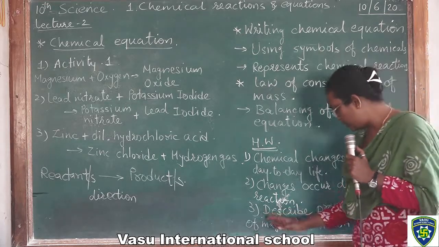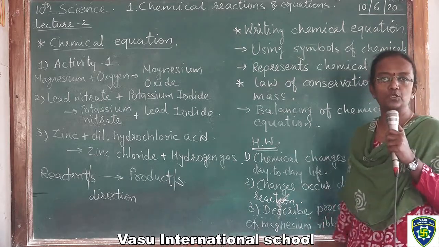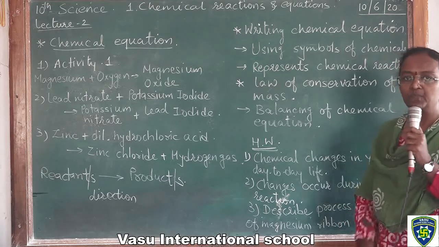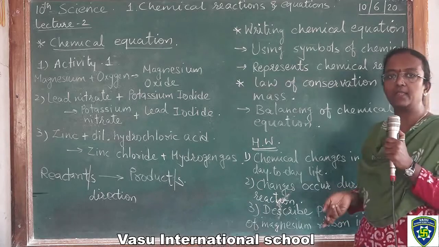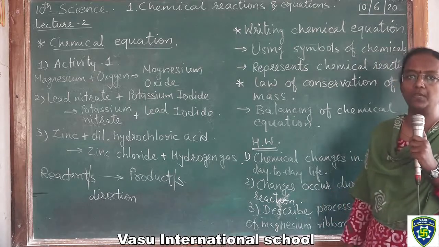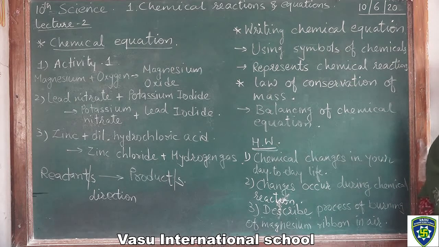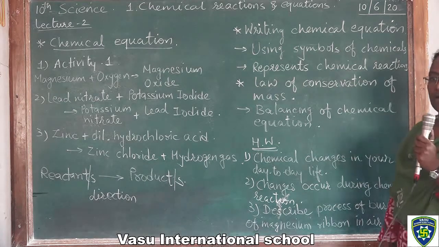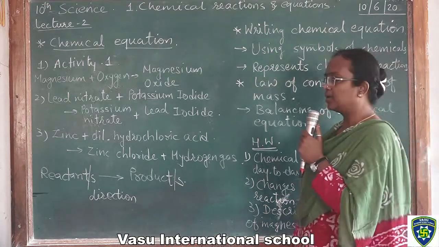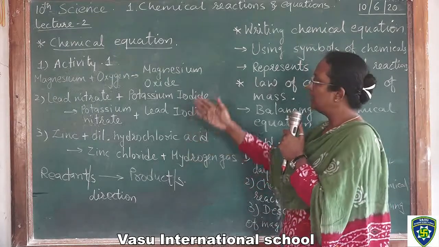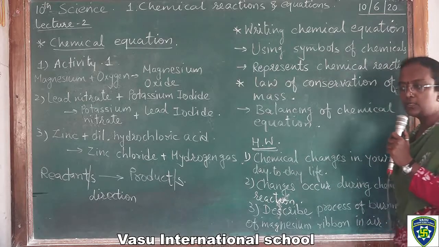And your third question is: describe the process of burning of magnesium ribbon in air. In this question you need to write that in activity 1, take a magnesium ribbon and rub it with a glass paper to clean its surface first, then burn it in open air. It burns with a dazzling flame and you will have white colored powdery ash in a watch glass, that is magnesium oxide. This you have to write.